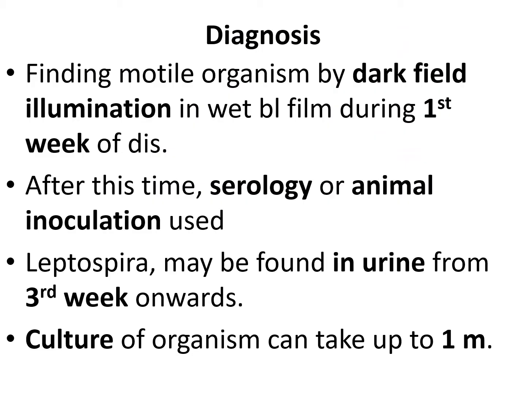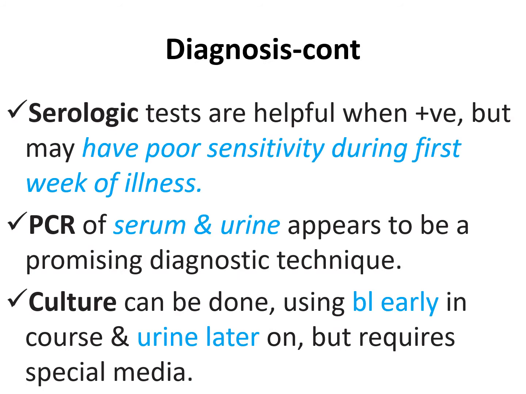Diagnosis: finding motile organisms by dark field illumination in a wet blood film during the first week of disease. After this time, serology or animal inoculation is used. Leptospira may be found in urine from the third week onwards. Culture of the organism can take up to 1 month. Serologic tests are helpful when positive, but may have poor sensitivity during the first week of illness. PCR of serum and urine may be used. Culture can be done using blood early in the course and urine later, but requires special media.